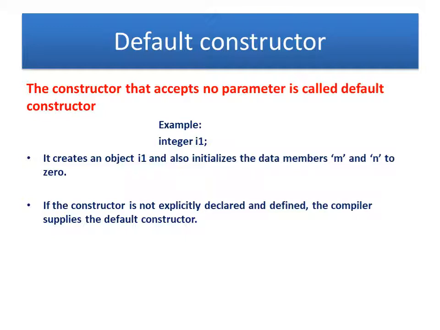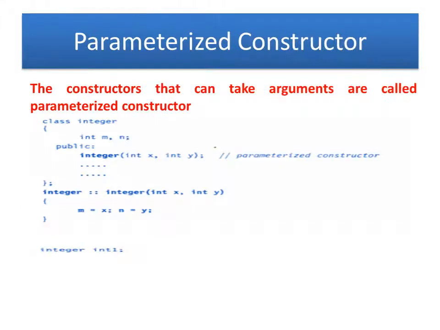So what does it mean? I will not assign any values, and the data members of the particular object will be assigned the value 0, and this we call the default constructor. The constructor that accepts no parameter is called the default constructor. If we are not declaring and defining it explicitly, the compiler supplies its own default constructor.